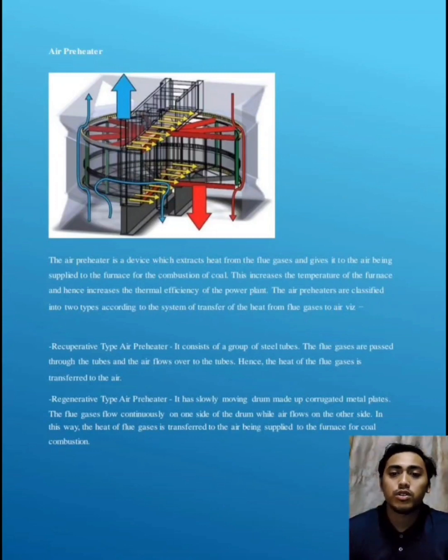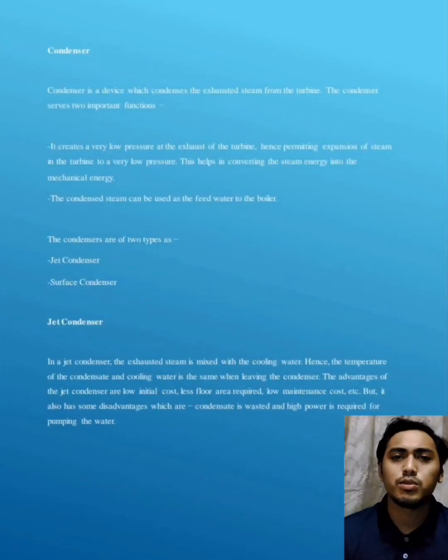The flue gas flows continuously on one side of the drum while air flows on the other side. In this way, the heat of the flue gas is transferred to the air being supplied to the furnace for coal combustion. Let's move to the condenser.